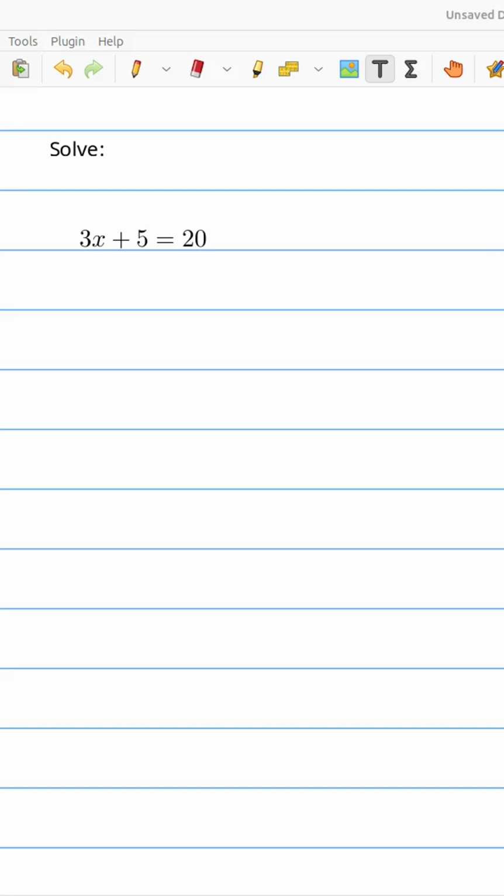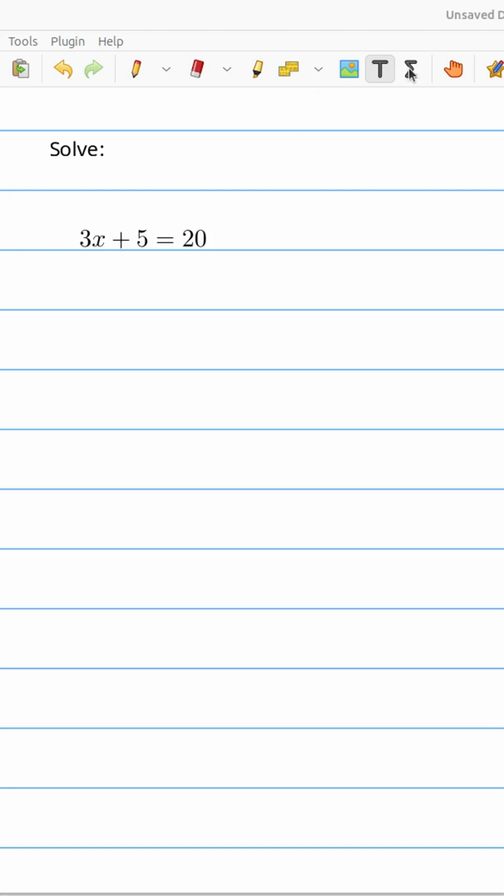Hello everyone. Today I want to talk about a question where many grade 4 students struggle with this algebra step. So let's say that you have this equation and you want to solve it: 3x plus 5 equals 20, and many students in grade 4 do this.